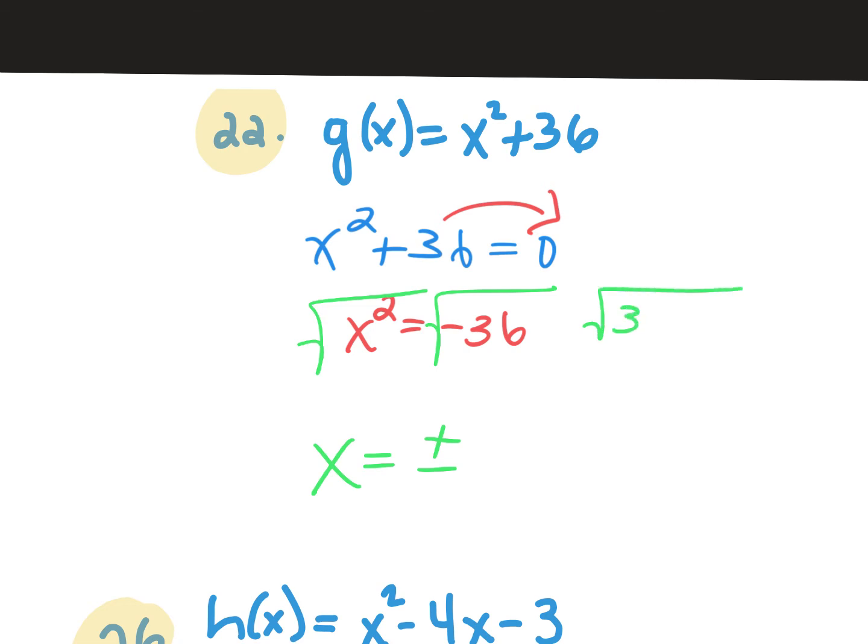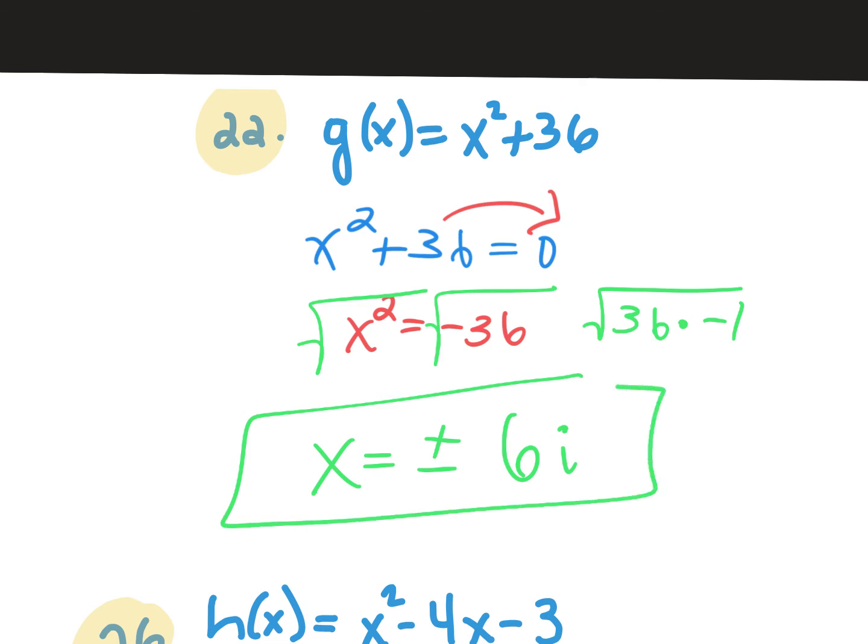So think about this, guys. This is 36 times negative 1. What is the square root of 36? 6. And then what's the square root of negative 1? i. So there are my 2 solutions. They just happen to be what kind of solutions? Imaginary. If you guys left it as plus or minus 6, I'd take off a whole bunch of points because there's a huge difference between real numbers and imaginary ones.